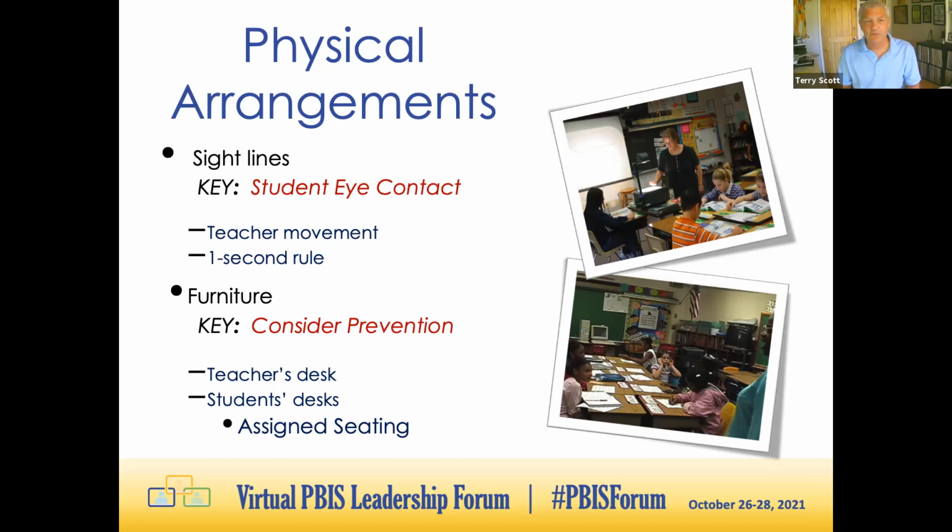In terms of physical arrangements, I want you to think about proximity, how close you are to kids. But you can't always be really close to every kid. So our first line of proximity is eye contact. Eye contact means I can see your eyes and you can see my eyes seeing your eyes. It doesn't mean I can see you, but you can't see me, or you can see me, but I can't see you. It means we can see each other seeing each other.